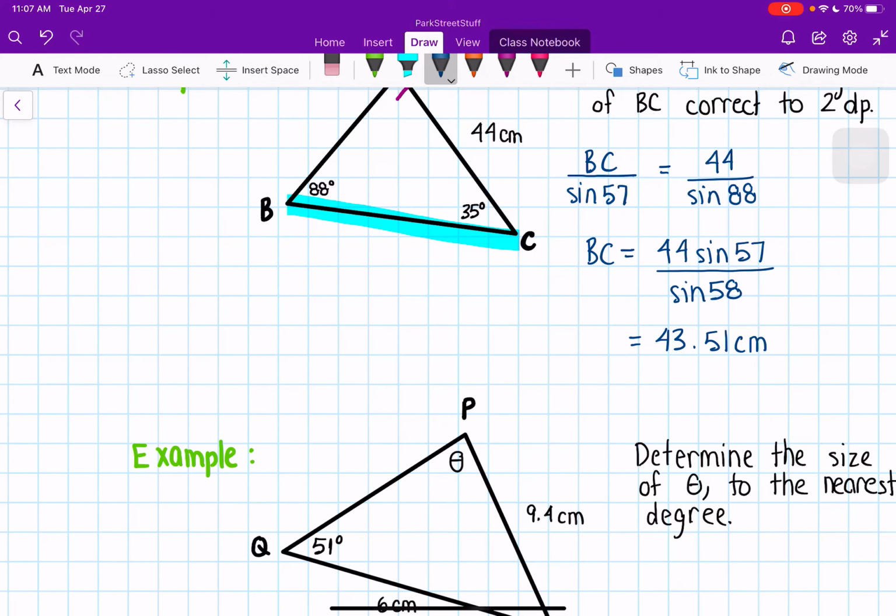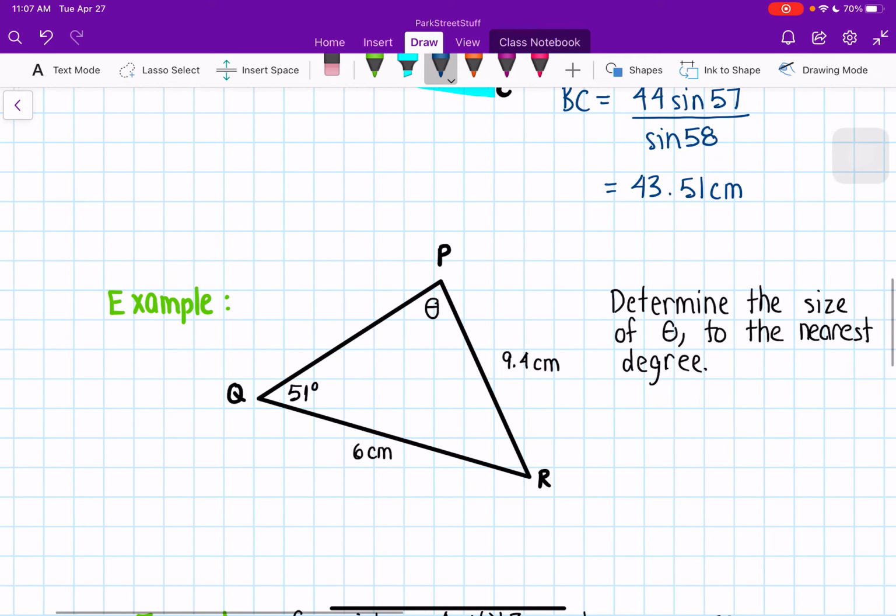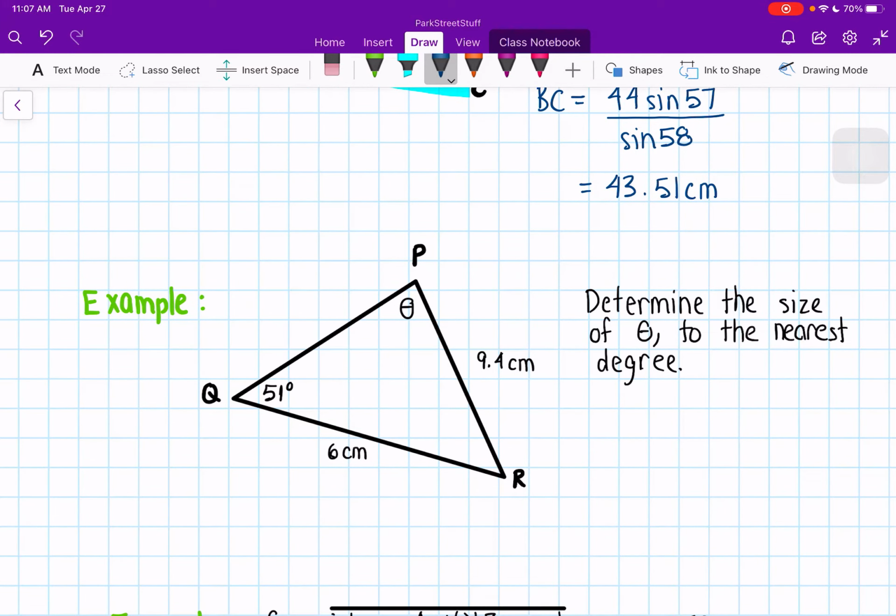Okay, so now we're going to look at this question here, where they want the size of theta to the nearest degree. So we just want to make sure we have everything we need. So I've got theta is what I'm looking for, and I have the side opposite, and then I've got another angle and its opposite side. So I'm good to go for my sine law.